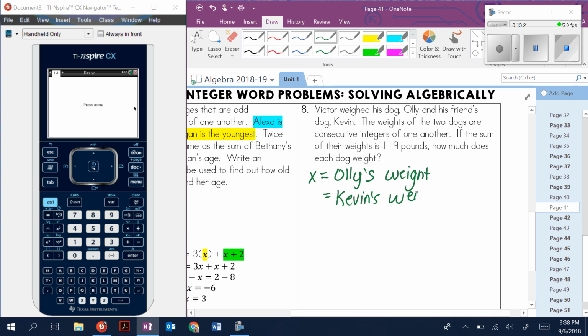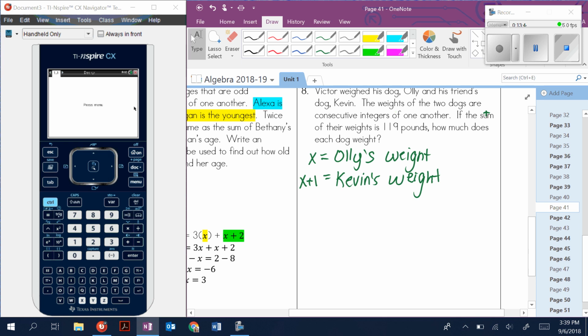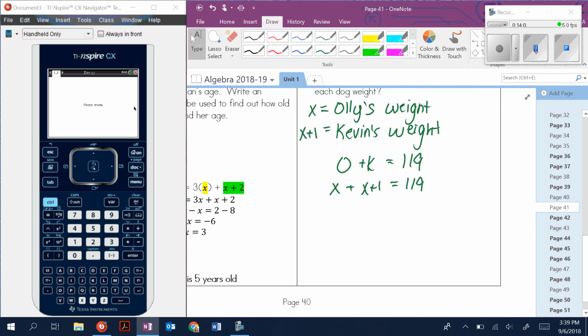And what does it say? Are they consecutive integers? Are they consecutive even? They're just plain old consecutive, one right after another. So x plus uno, x plus 1. Okay, if the sum of their weights, so we're adding their weights, and that is going to equal 119 pounds. This is easy. So we're going to do Ollie plus Kevin, and that's going to have to equal 119. So x plus x plus 1 equals 119. All right, solve it.